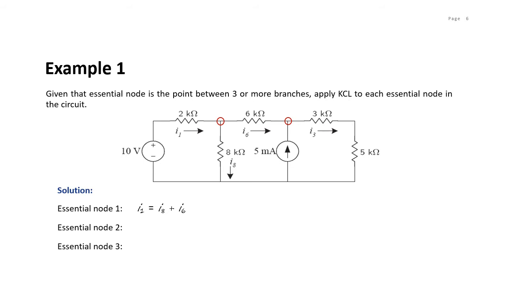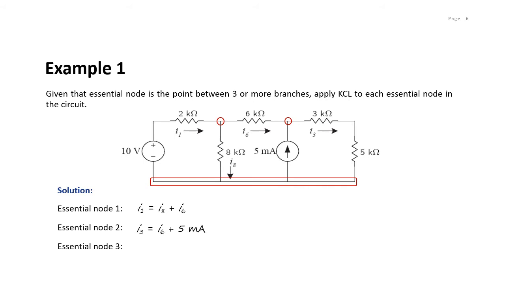Okay, so here we have I3 equals I6 plus 5 milliampere. So where is the last essential node? Can you find it for me? Okay, I hope you can find it. So this is your final essential node in this circuit.